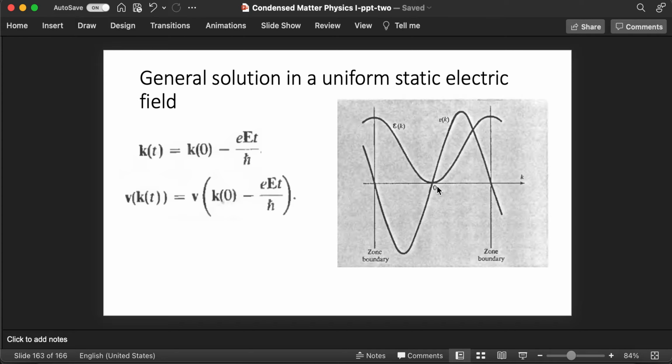Now, coming to the dynamics in the case of an electric field. We just saw that the velocity is basically the gradient of the band, the derivative of the band, dE by dk. So if I plot a simple energy band like this, then the velocity will look like this. And this is a crazy looking graph, because we know that when you apply an electric field, the electrons get accelerated. That means the velocity should keep increasing, but that doesn't happen.